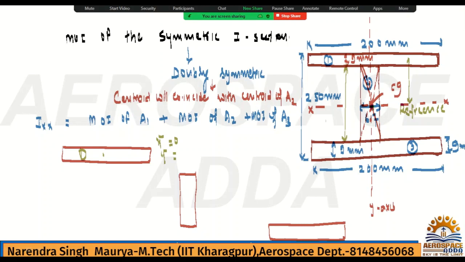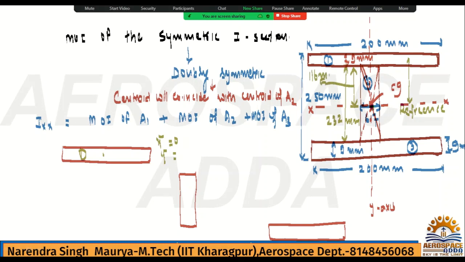So this height is what? 232 mm. Now take half of this, so divide by 2. It's 116. So this half length is from here to here. Check carefully, then you will understand. This is 116 mm.